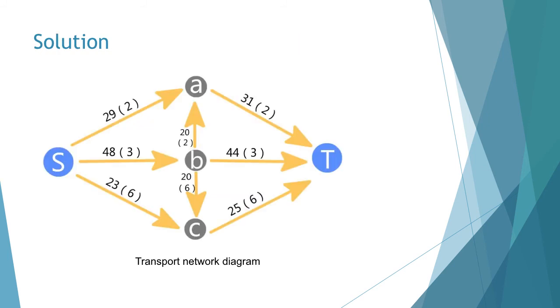As we can see, here is the transport network diagram. There are two blue dots, which are the starting point and the terminal point. And we also have three gray dots, A, B, and C, which are the transfer stations of the three companies. The yellow arrows stand for the transportation routes, and the numbers on the arrows mean the maximum transport capacity on the route and its corresponding transport cost.